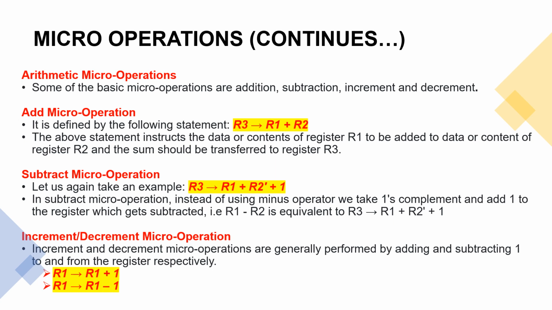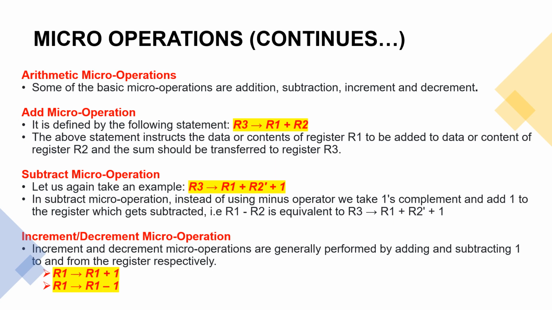Subtract micro-operation. Let us again take an example. In subtract micro-operation, instead of using the minus operator, we use 1's complement and add 1 to the register which gets subtracted. That is, R1 minus R2 is equivalent to R1 plus R2' plus 1.